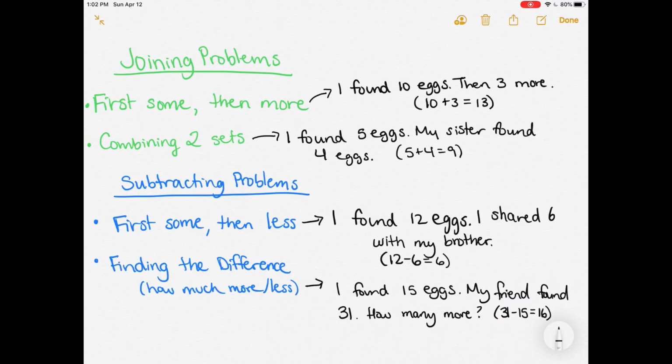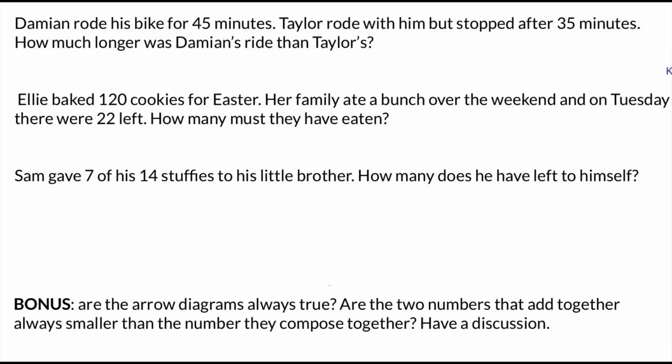The possible structures of a word problem where subtraction is required is first you have some and then you have less. You either ate some, gave some away, shared some, lost some, something along those lines. The other format could be finding the difference between two sets. So how much more or how much less is often the way these questions are worded.